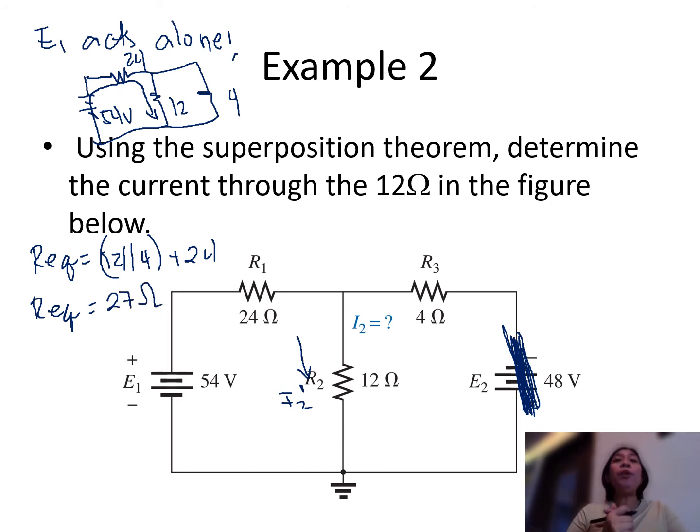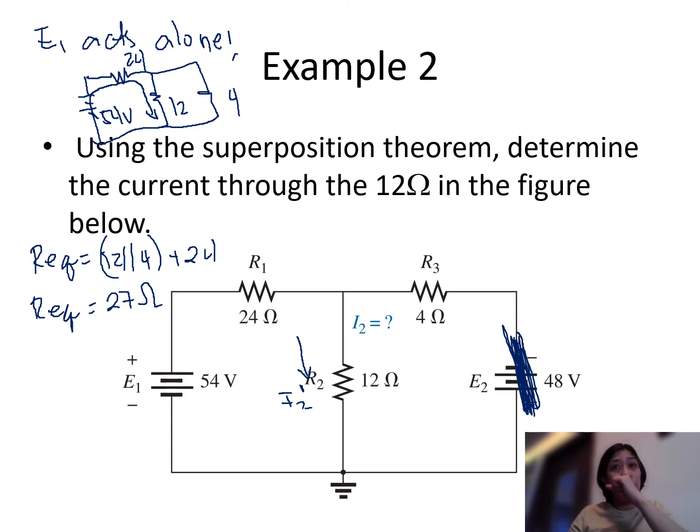Now we need to get the current flowing across this 12 ohm resistor, so we need to solve for the voltage across it. We know that this 54 volts will divide between the 24 and the 12 here. Whatever the voltage across this 12 ohms is will be reflected to the 4 ohm resistor, but that is not our concern. All we need is the voltage across this 12 ohms, because once we know that, we can determine the current flowing across it.